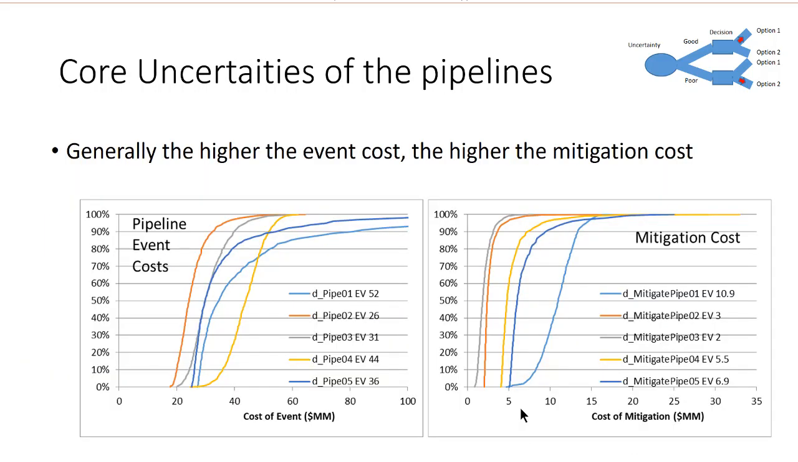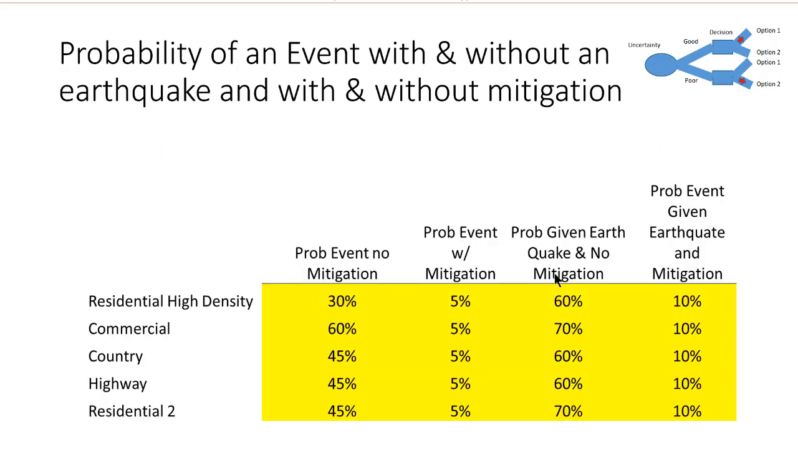And just as some core information, generally the higher the event cost, here are 5 pipelines we're going to look at, the higher the mitigation cost. And so the question becomes, which of these pipelines should be mitigated consistent with our budget? Here are the probabilities of an event with and without earthquake. If there's no earthquake, the probability of the event with no mitigation is shown here. If we have an earthquake, it increases. So let's experiment with the model.